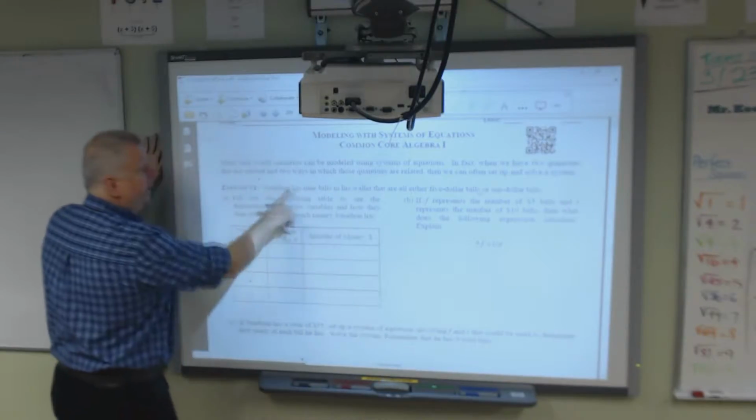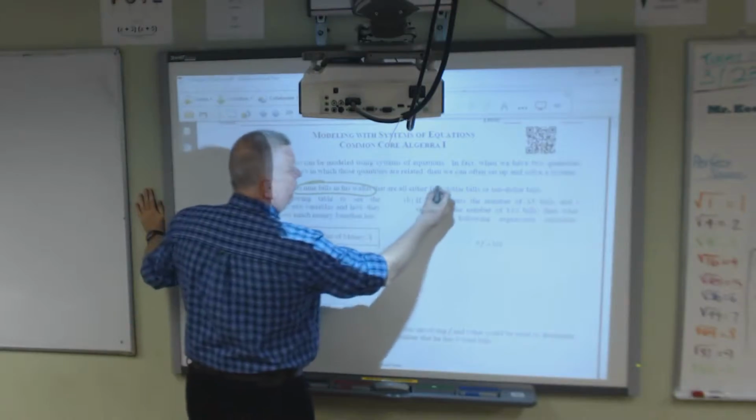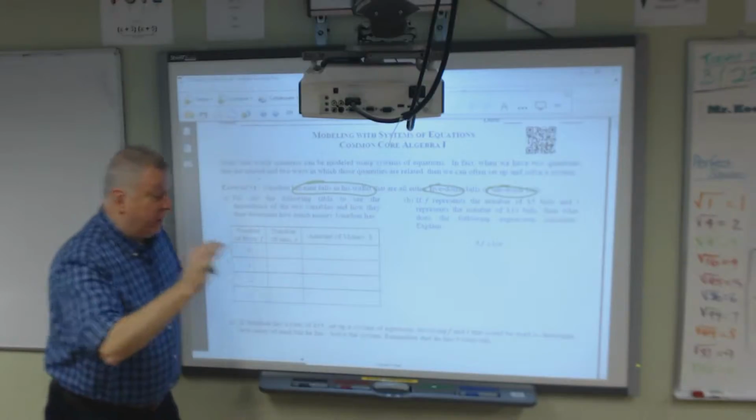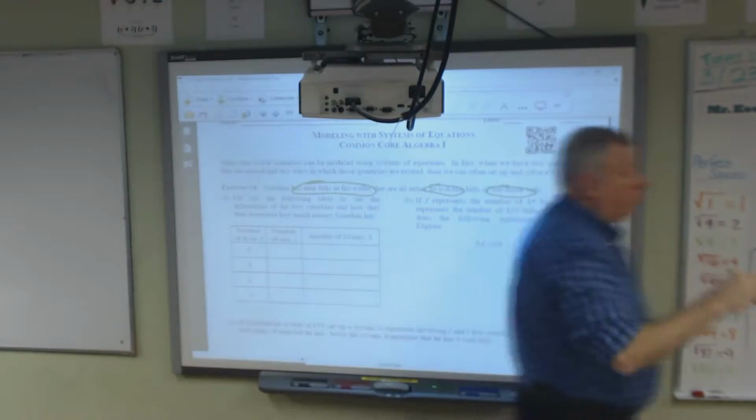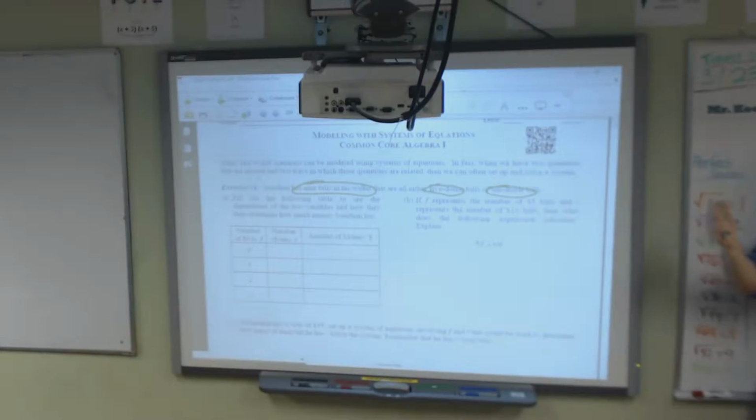So look, it says Jonathan has 9 bills in his wallet that are all either $5 bills or $10 bills. Here's the thing: all of these problems have to do with 2 different types of something. What are the 2 different types of things in this problem? $10 bills and $5 bills. Right, he's got 2 different types of bills.